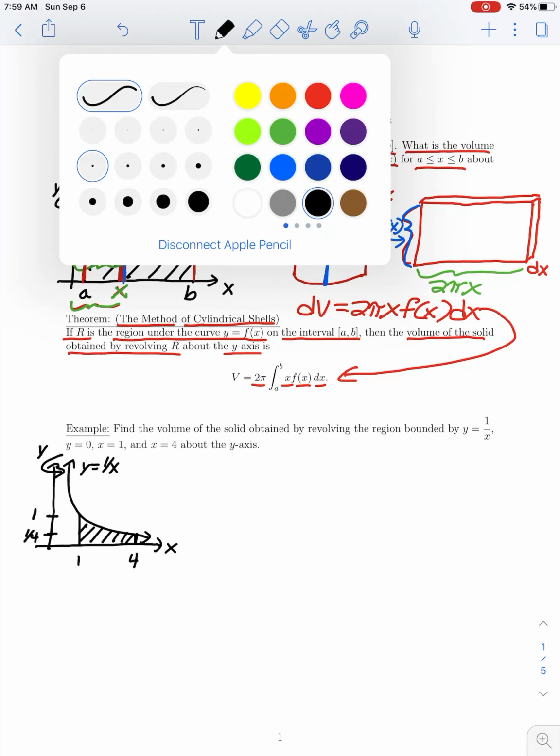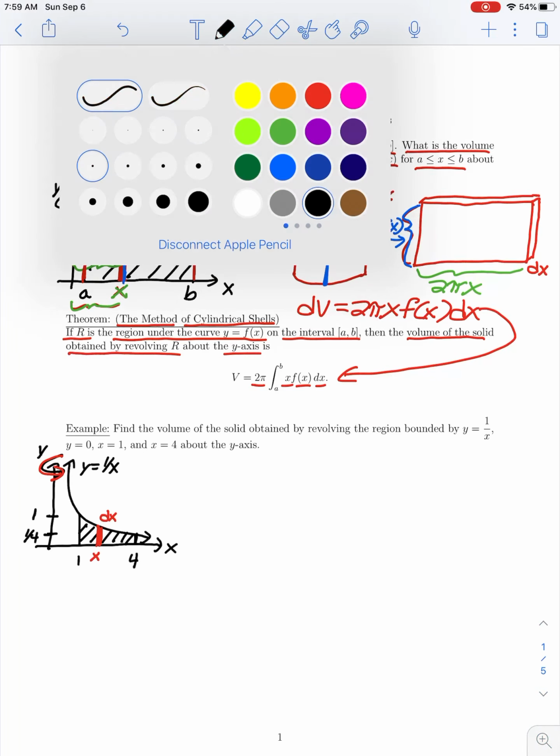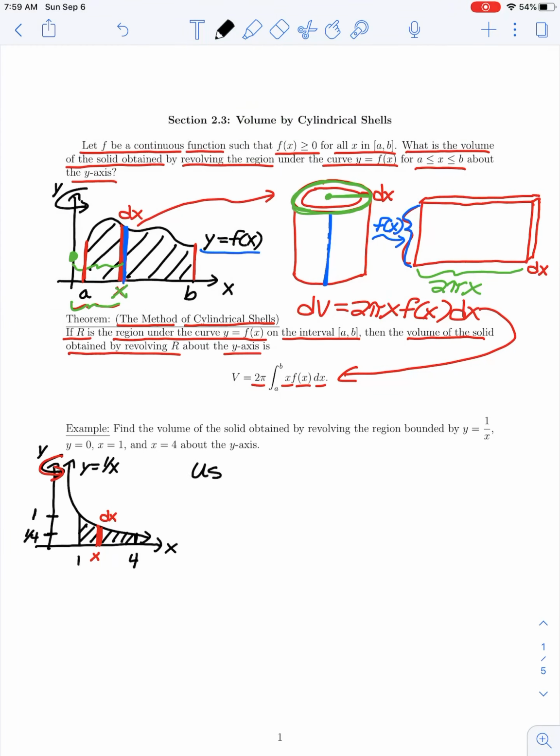So let's think about this. Looking at our region, it seems like it would be easier to slice up this region with little vertical strips of a thin width dx taken at a distance x from the y-axis between 1 and 4. And we can see that if we're going to revolve a vertical strip about a vertical axis, we would get a shell shape for that little solid of revolution there. So that suggests we're going to be using the shell method. So I'll say using shells.